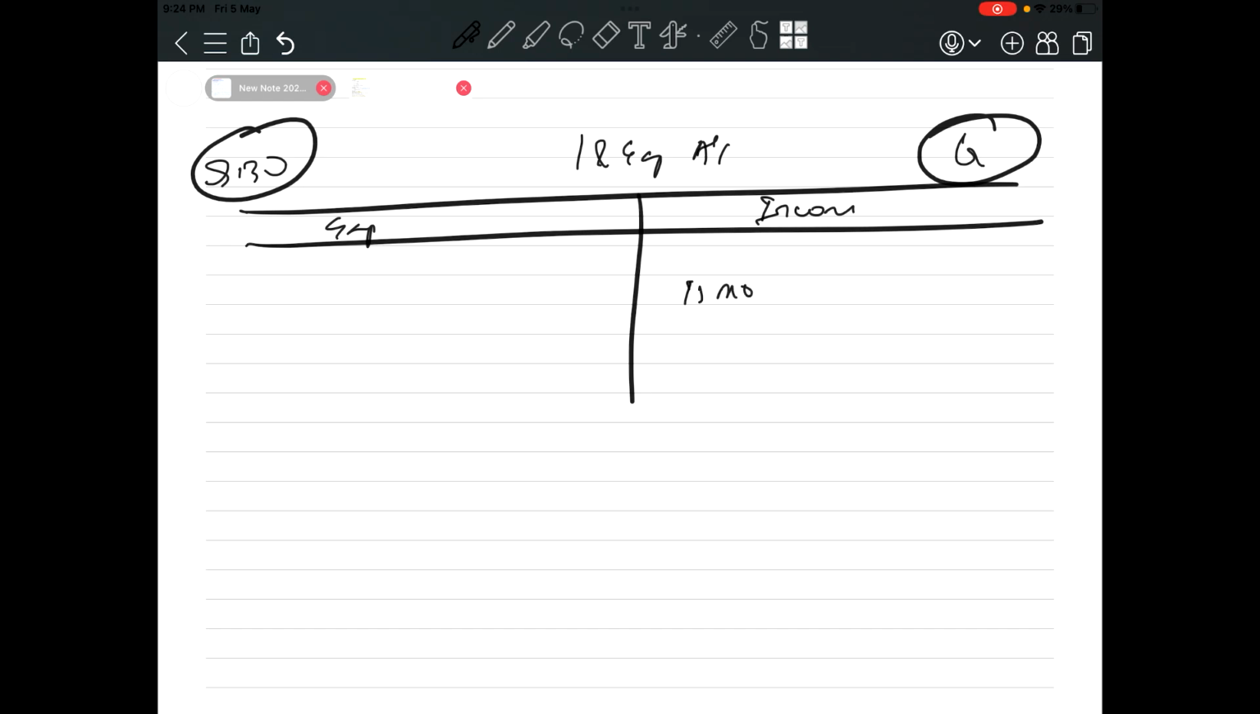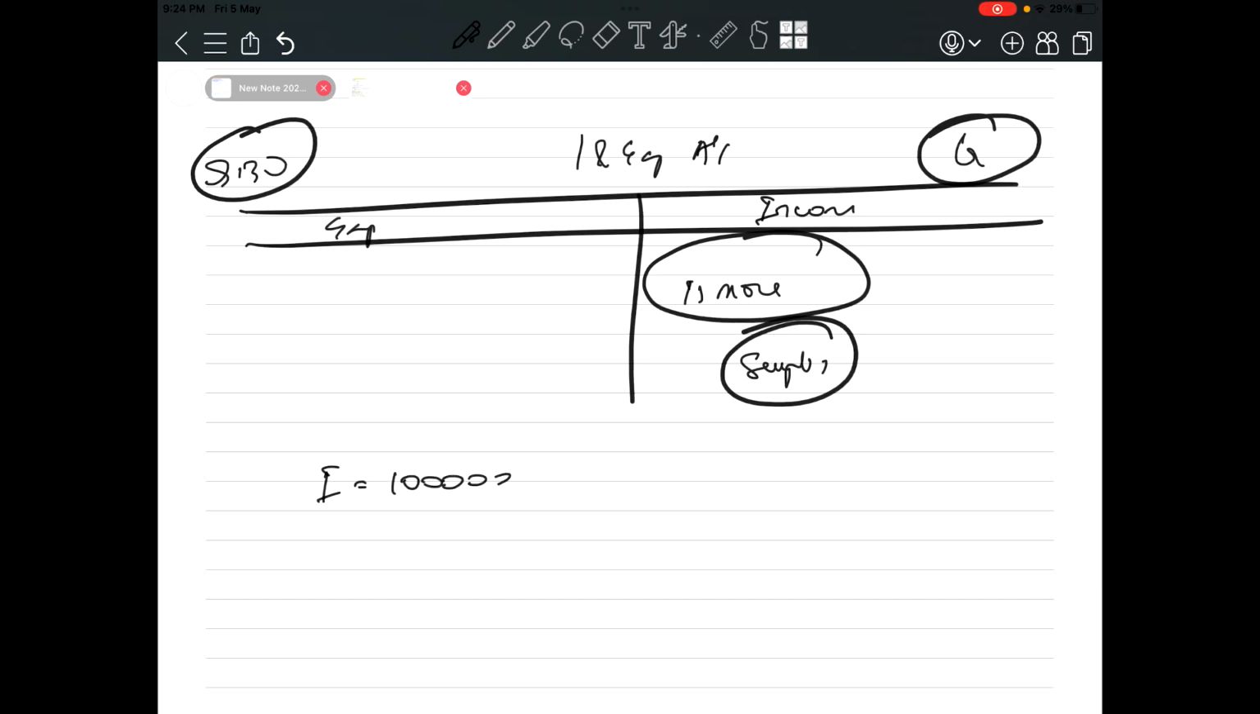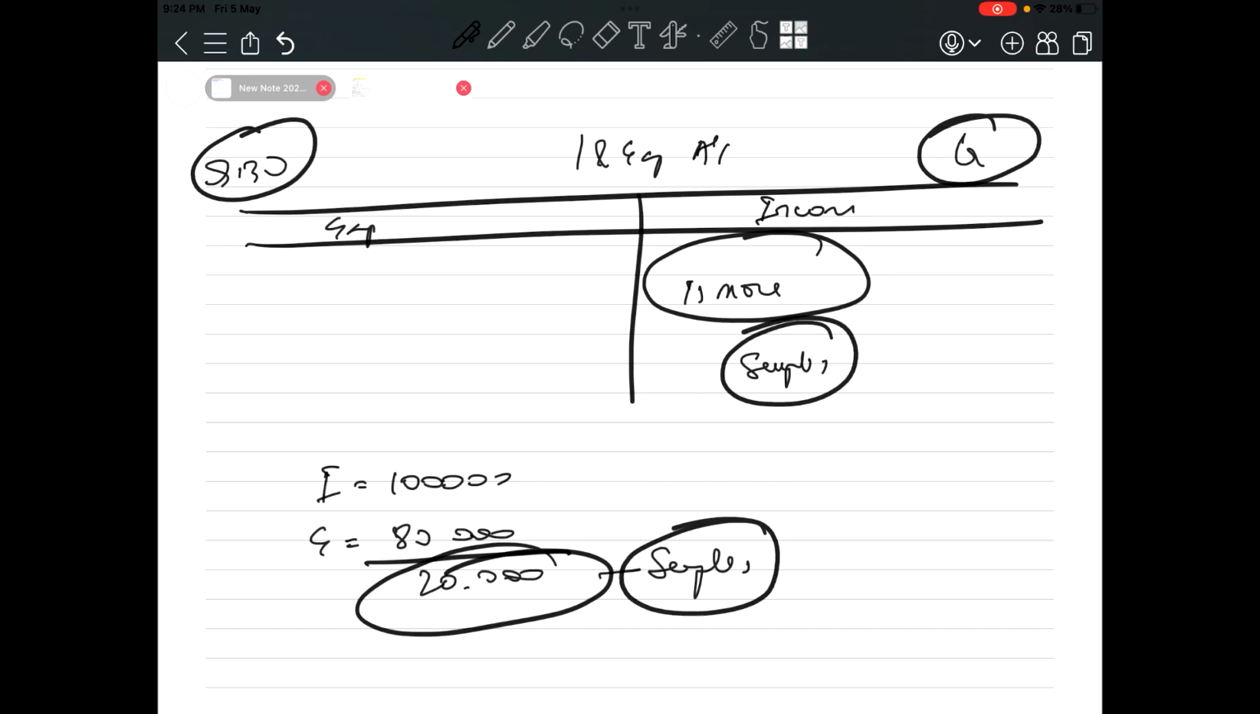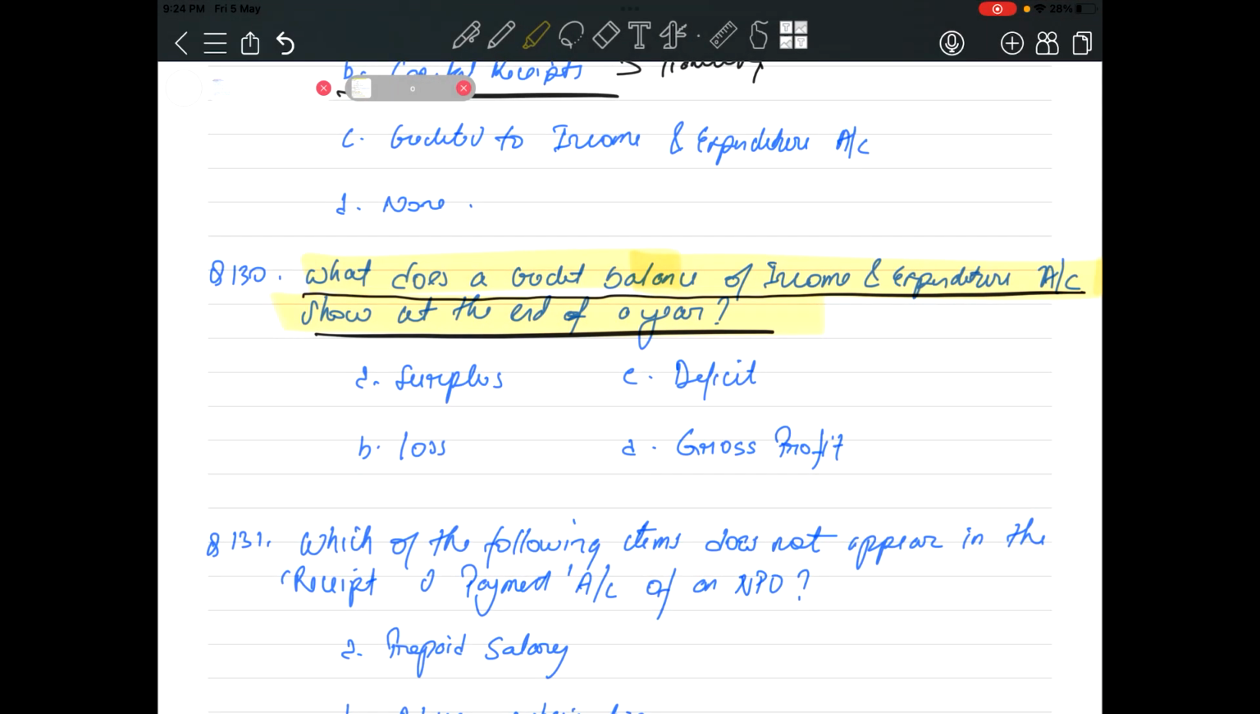If the income side is more, what does this mean? It means that there is a surplus. See, if the income side is 1 lakh and the expenditure side is 80,000, the extra amount is 20,000. So this will be called surplus for the organization. In the case of profit oriented organizations, you will call it profit. If the income side is more, there will be profit for profit oriented organizations. In case of an NPO, it will be surplus. So the answer for 130 is surplus.